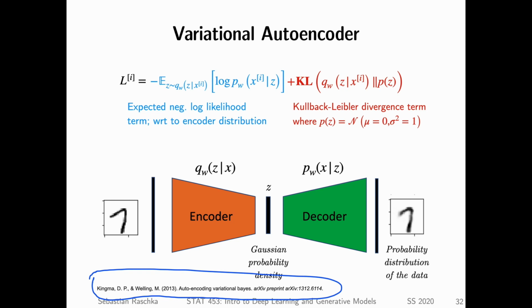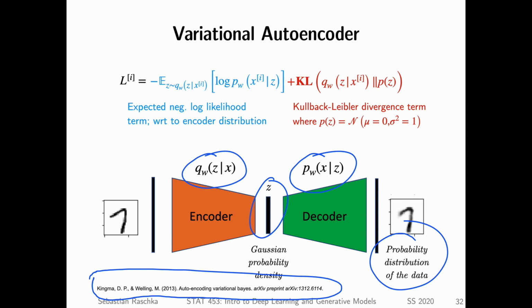So let's take a look at this step by step. First we have the encoder part here. This is the encoder and the decoder. The encoder is essentially a Gaussian probability density. So this would be a Gaussian probability density here. And then the output of the decoder would be a probability distribution of the data.